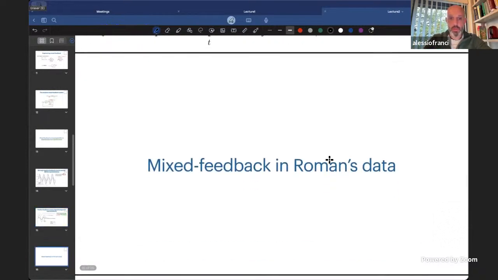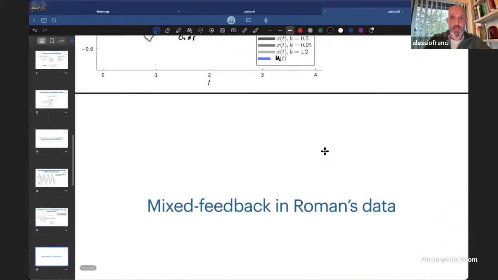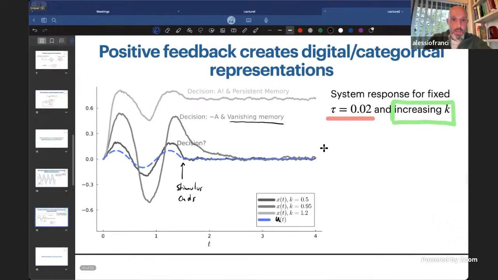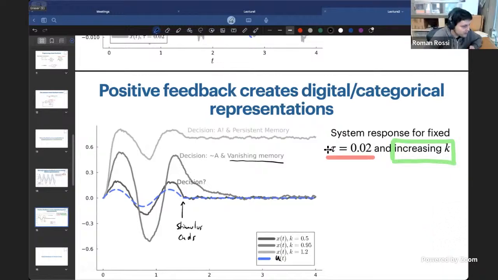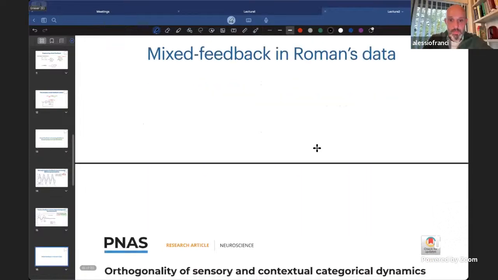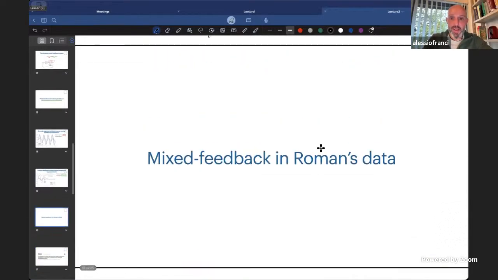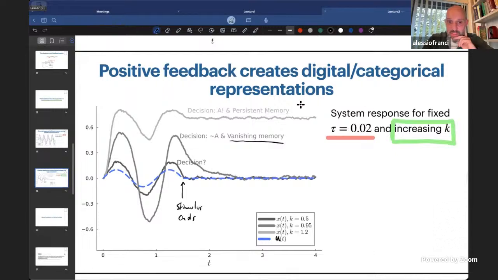Okay, so before going to mixed feedback in Raman's data, which is the next topic, I would like to, I didn't know that I was going to be here, but yeah, great. There was a surprise. I would like to know if there are questions. Otherwise, I'm going to the notebook. So let me stop sharing this and start sharing.